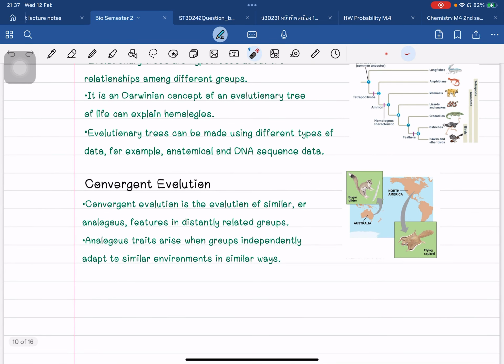Then we're going to talk about convergent evolution. Convergent evolution is the evolution of similar or analogous features in distantly related groups. The analogous traits arise when the groups independently adapt to a similar environment in a similar way.